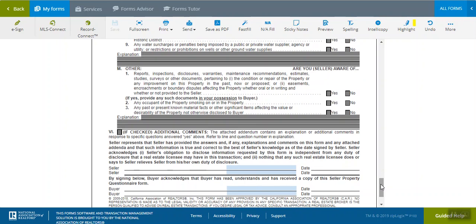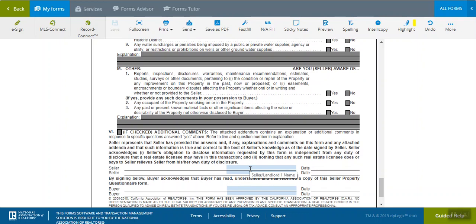The last part is labeled Others, consisting of 3 questions: whether any occupant smoked in the property, and then the catch-all question whether the seller has any reports, disclosures, or inspections, whether oral and/or written, and whether or not the seller received them. Lastly, whether the seller is aware of any past or present known material facts or significant items affecting the value or desirability of the property, otherwise not disclosed. If any questions were answered yes, the seller needs to give an explanation. If the seller runs out of room for explanation, they can simply attach an additional sheet. The SPQ gets signed by the buyer and the seller.